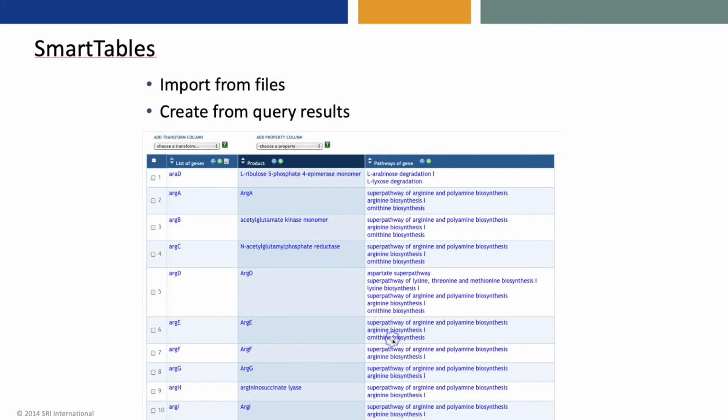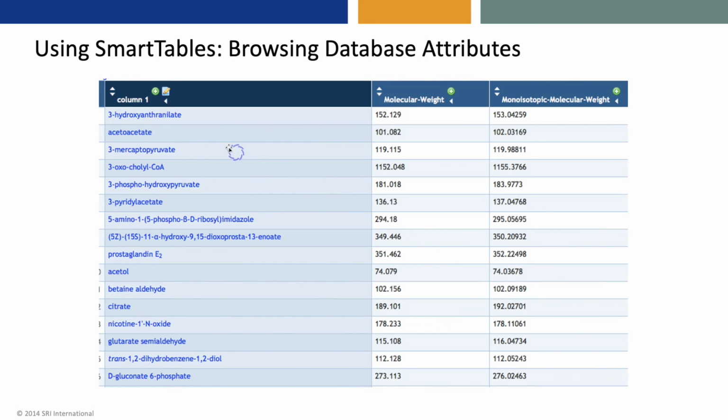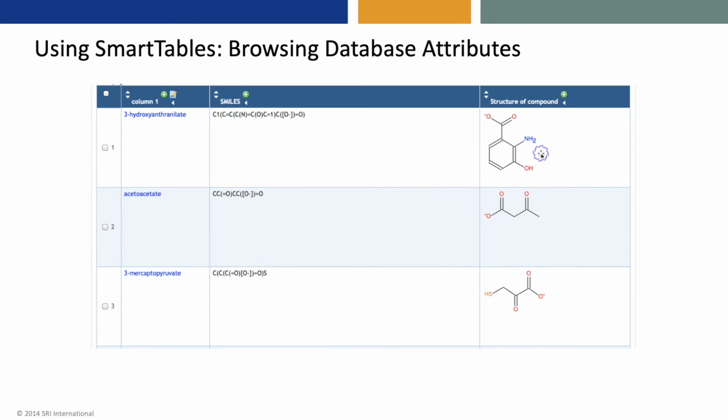To define a new smart table, we can import the list of objects from a file, or we can create the object from query results from a search that we've performed. Some other examples: here's a metabolite smart table where we've added a number of columns showing links to other databases. And for this metabolite smart table, we're showing some other attributes from the database, namely molecular weight and monoisotopic molecular weight. We can also show the structure of the compound and its SMILES string.